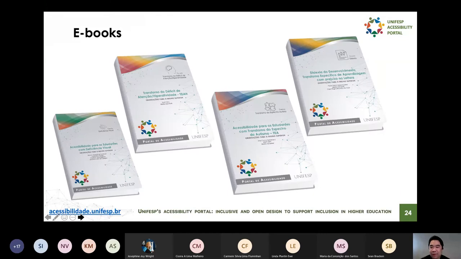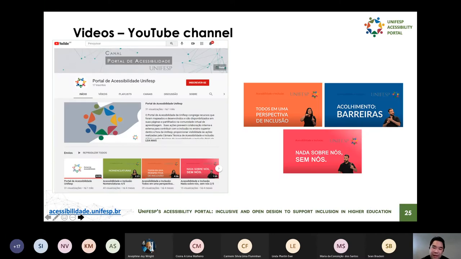And we are developing ebooks. In this slide, we are showing examples of ebooks about visual impairment, attention deficit hyperactivity disorder, autism spectrum disorders, dyslexia, among others. So we are developing these ebooks, making them public and available to help raise awareness and break capacitist stereotypes. We also have a YouTube channel for the UNIFESP Accessibility Portal, where we have a lot of videos talking about the main issues.